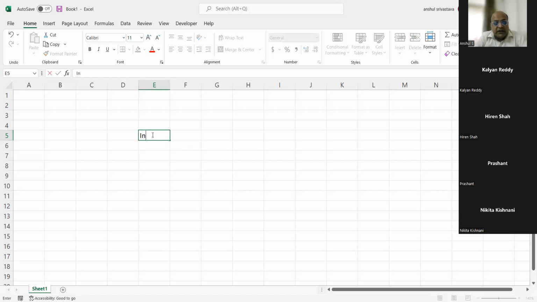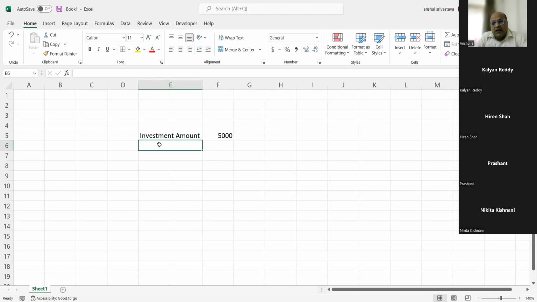Let's say your investment amount is a monthly SIP of 5,000 rupees. And the rate of interest that you are expecting is 12%. And your time period of investment, we'll say NPER of investment, is 5 years.